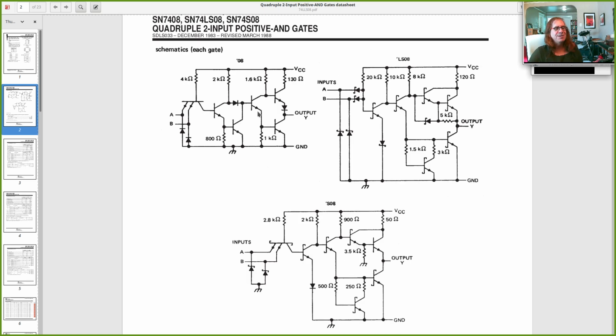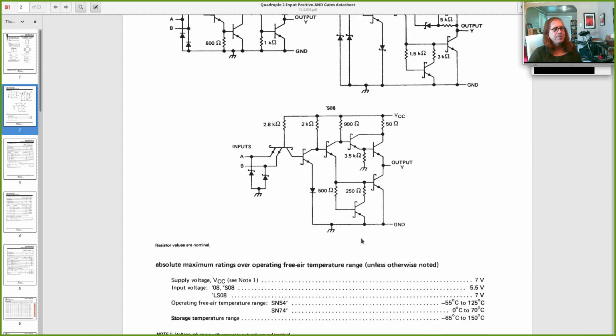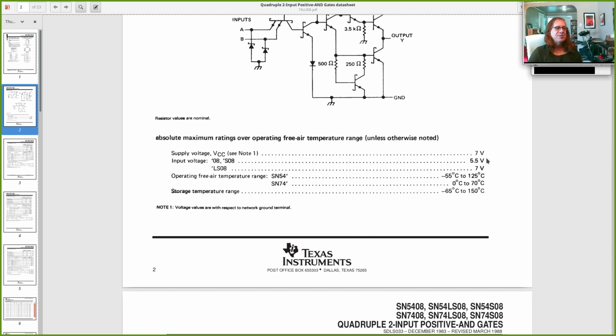Right? Now, do we care about this? Probably not. But depending on what we're doing, yeah, we might need to know these kinds of details. And we might say, oh yeah, we need the 74S08 because of this right here. Right? Alright, absolute maximum rating, so the highest you can run this is 7 volts.